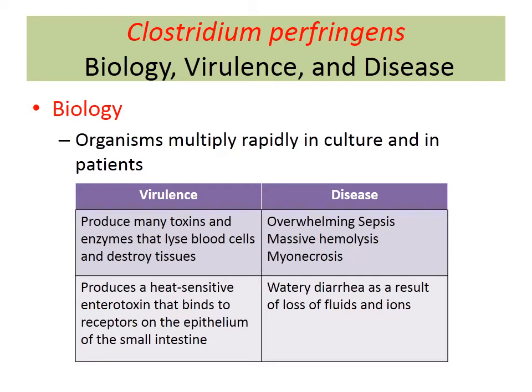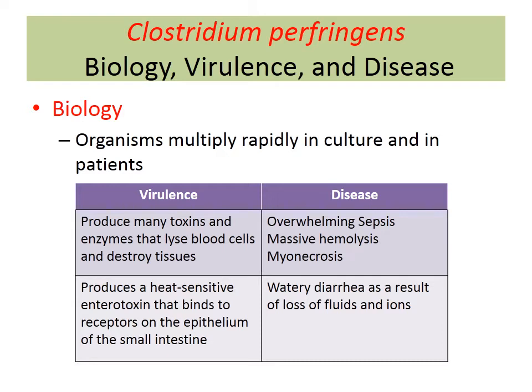And then, of course, they will cause a disease. The more virulent the bacteria is, the more bad or severe form of disease they would cause. And you can see from here, since they produce toxins and enzymes that lyse blood cells and destroy tissues, they can cause overwhelming sepsis, massive hemolysis, and then again myonecrosis, which means death of the muscles.